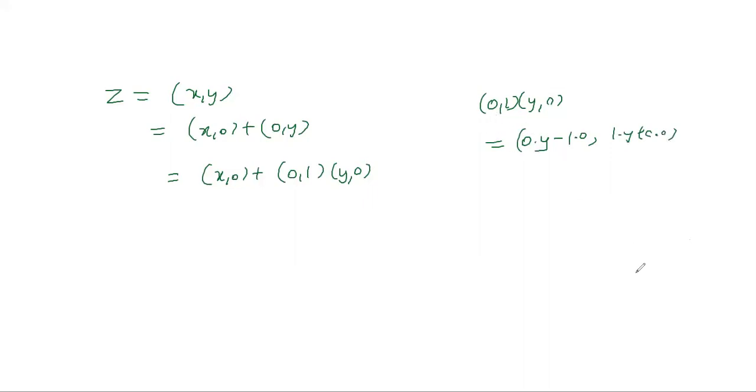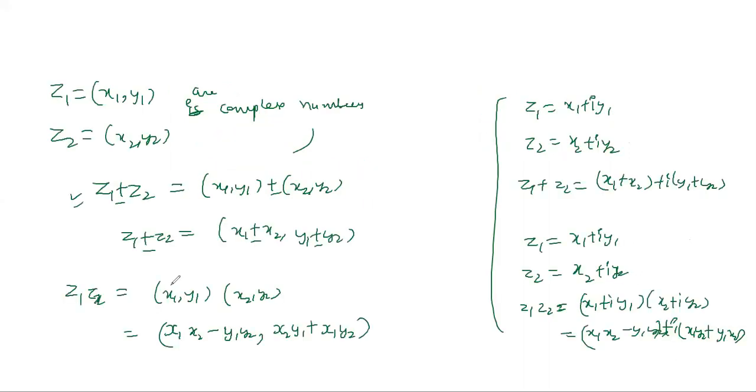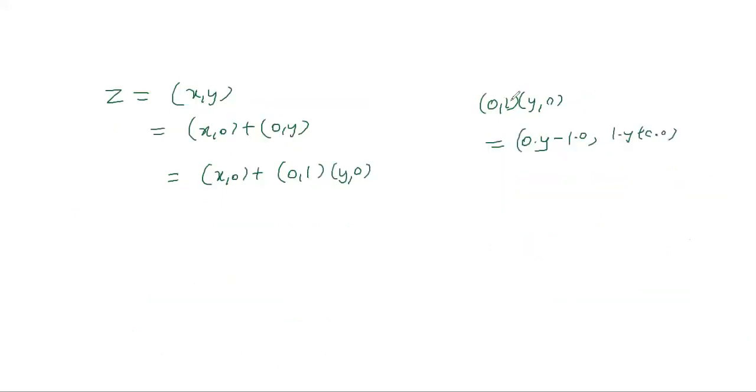This is according to the rule of multiplication which I just gave you, that if you are multiplying two complex numbers, this is how you multiply: x1 into x2 minus y1 into y2 is the real part, and the imaginary part is x2 y1 plus x1 y2. On that basis, I have done this multiplication of 0, 1 and y, 0. So I'm getting 0, y. That is what I have used here. That 0, y can be written like this. So y I have written in this form.